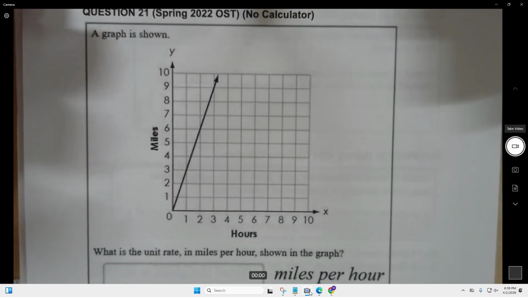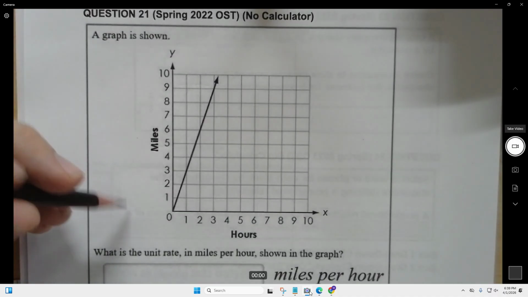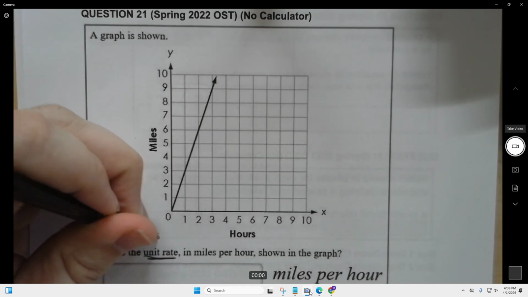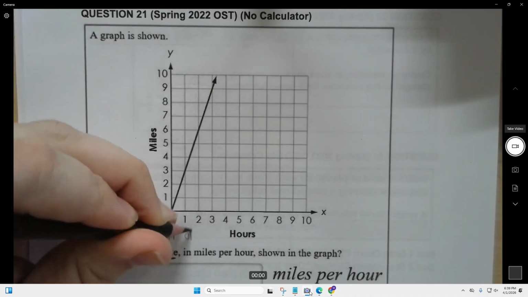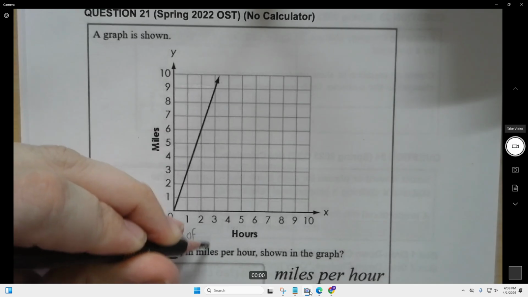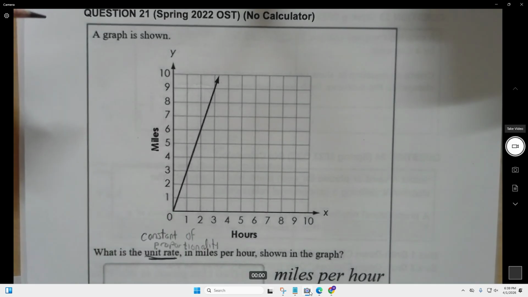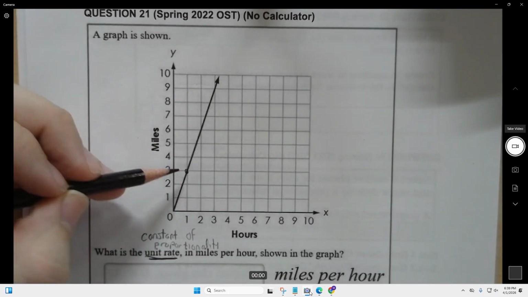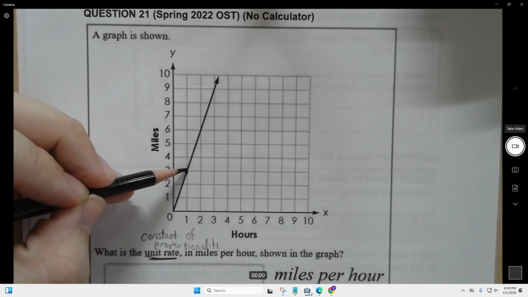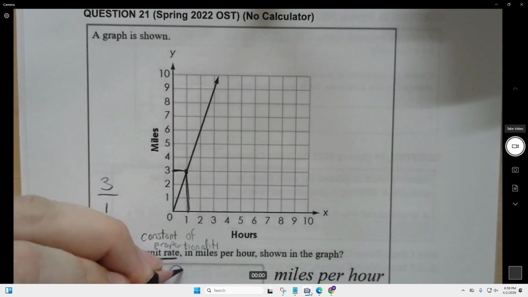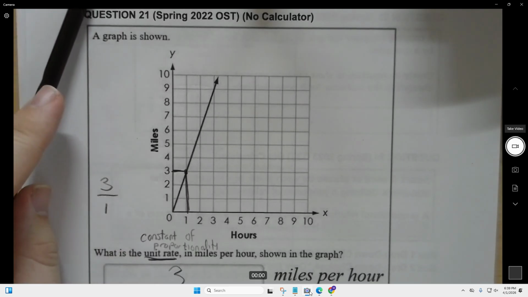A graph is shown. What is the unit rate in miles per hour shown in the graph? Unit rate is the same thing as the constant of proportionality. Pick a point. Bam. Y of 3, X of 1, 3 divided by 1, 3 miles an hour.